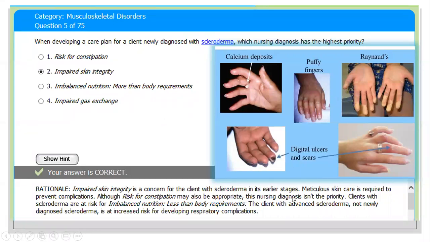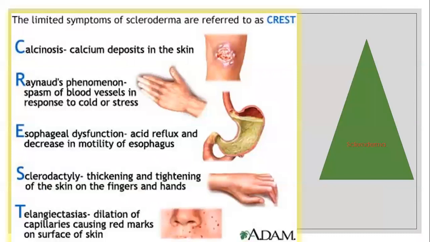Although risk for constipation may also be appropriate, that nursing diagnosis is not the priority. Constipation is not the priority. The client with scleroderma is at risk for imbalanced nutrition, less than body requirements. The client with advanced scleroderma, not newly diagnosed scleroderma, is at increased risk of developing respiratory complications in the late stage, right?